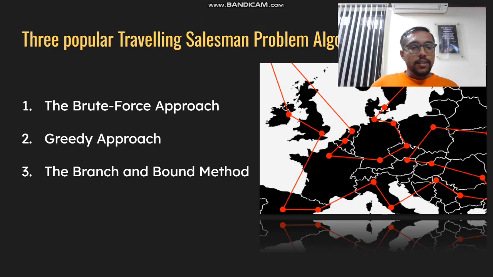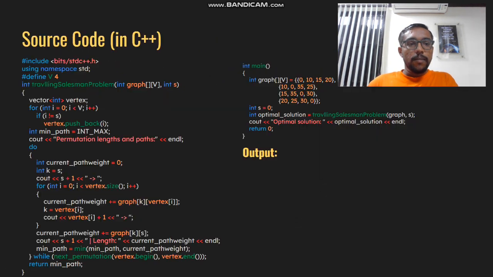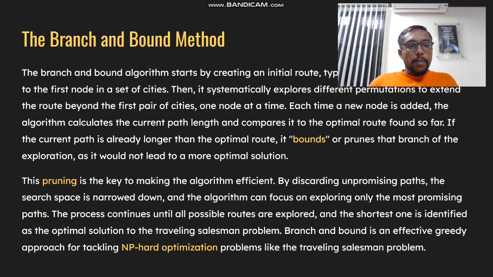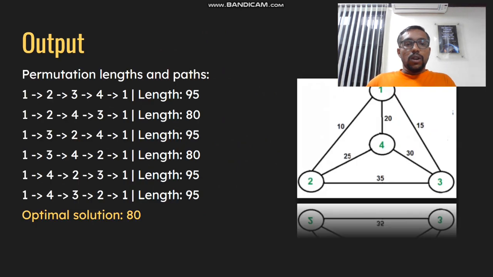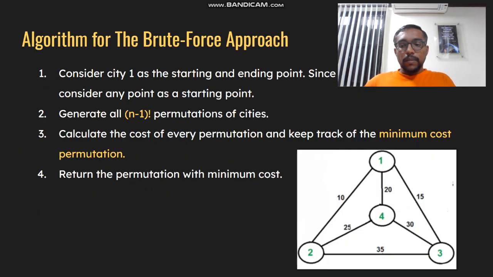So now we are discussing the third approach, that is the branch and bound method. Let's start with how the branch and bound technique actually works. The branch and bound technique starts by creating an initial route, typically from a starting point, the first node in the set of cities, that is cities or nodes, whatever we take. Then it systematically explores the different permutations to extend the route beyond the first pair of cities, one node at a time. The major point here is that in branch and bound, one bound at a time goes.